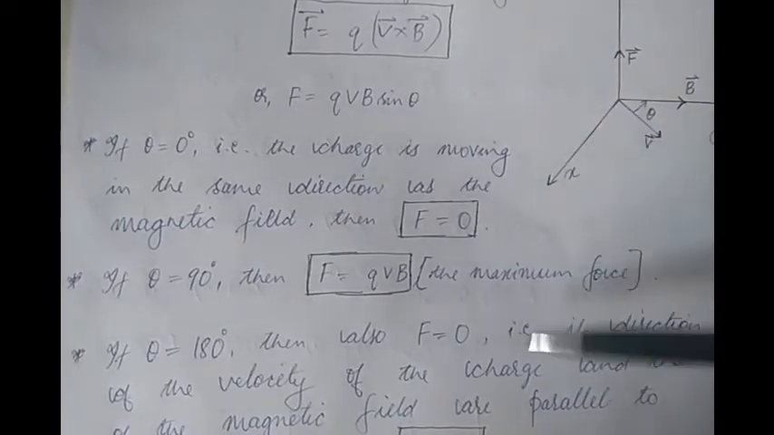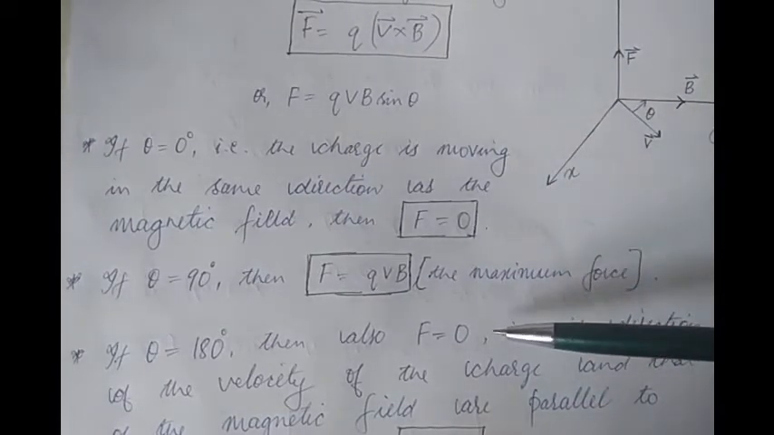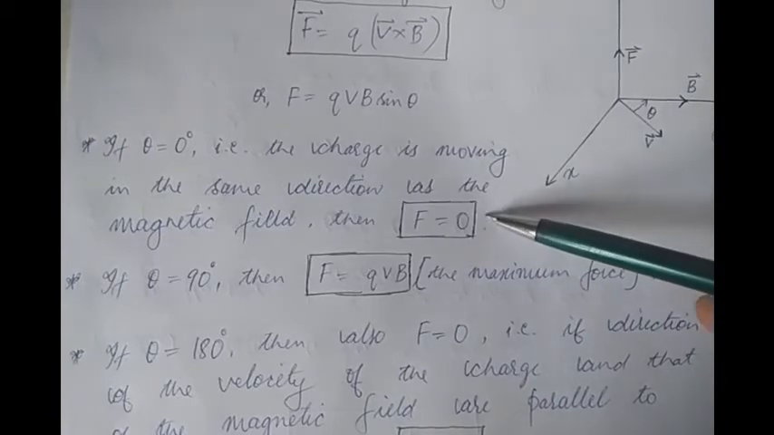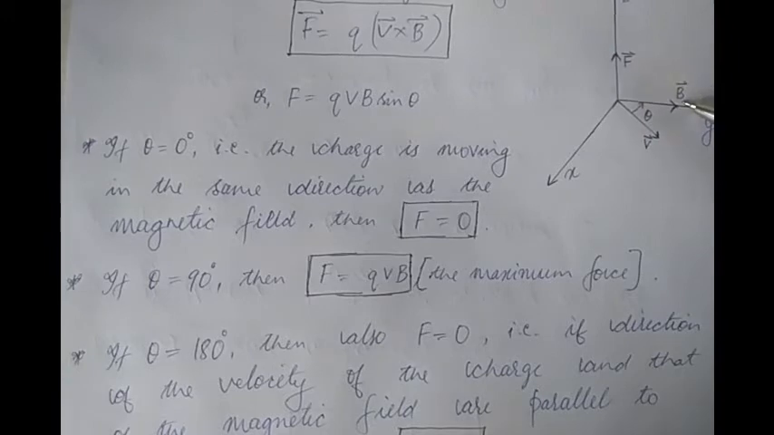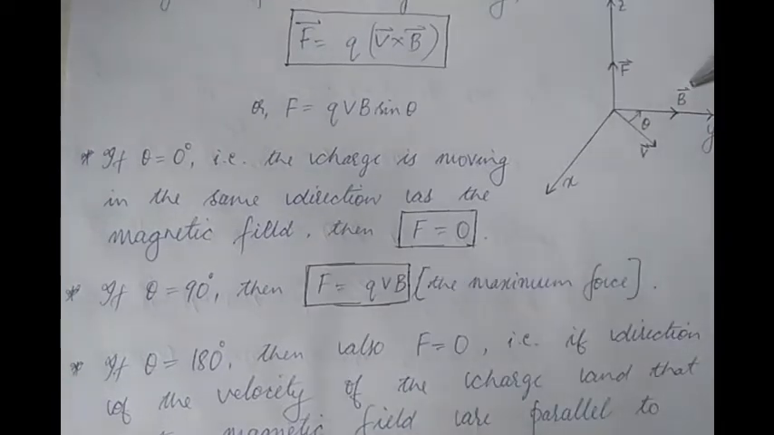I should have incorporated both of these 2 points together, but do understand clearly that from these 2 points we get to see that if the charged particle is moving parallel to the magnetic field, parallel meaning in the same direction as B or in the opposite direction to the direction of the magnetic field, then the force experienced by the charged particle will simply be 0.